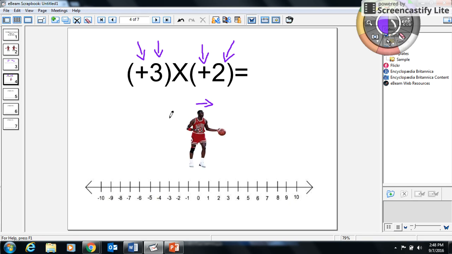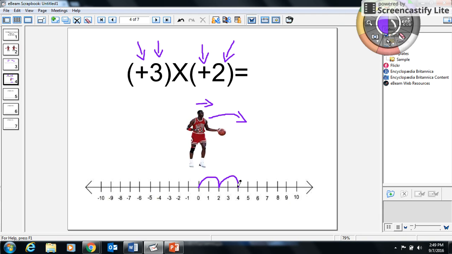We know he's going to take 3 dribbles. Starting at the 0, he's going to take 3 dribbles. We know from this positive sign, he's going to attack. So his dribbles are going to take him this way. All right. And we know that each dribble is going to be 2. So we start here. And our first dribble is 2 steps. So we do a hop. And we end up there. That's 1. But we know from this number he's going to take 3 dribbles. So he takes another dribble.